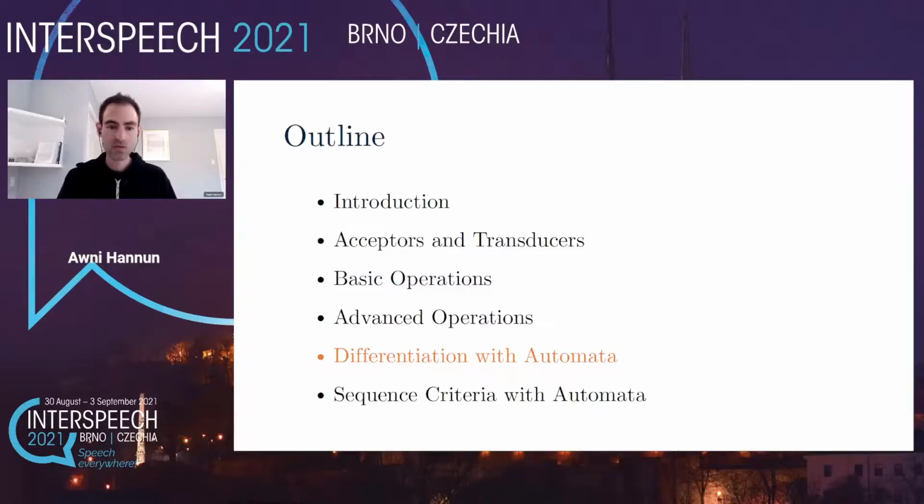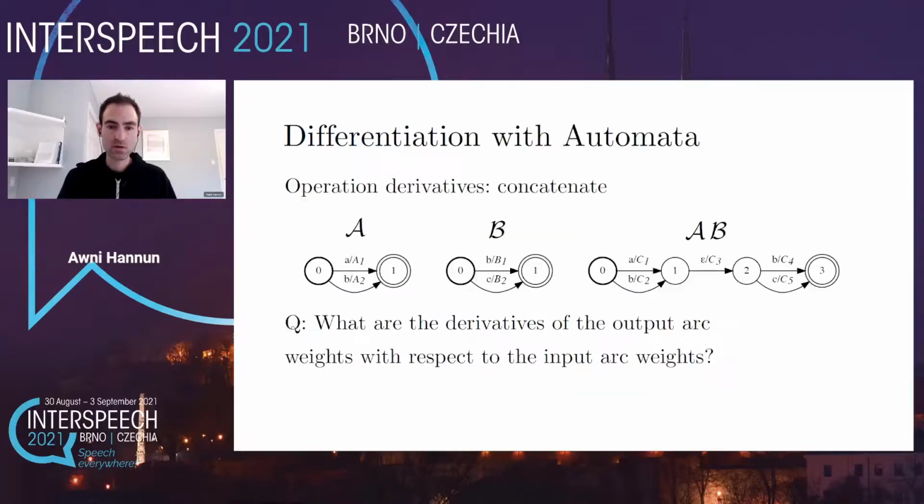Okay, so let's continue with differentiation with automata. We have these operations, say, an operation like concatenate. If we have an input graph A and input graph B, we can compute their concatenation AB as shown in this slide. And now we'd like to think about, can we compute derivatives with respect to this operation?